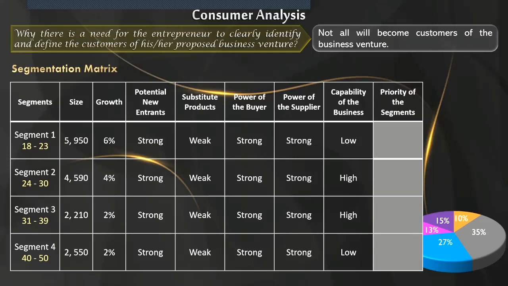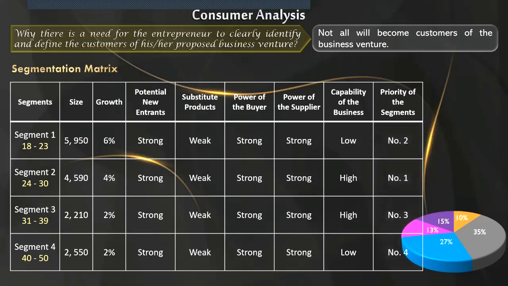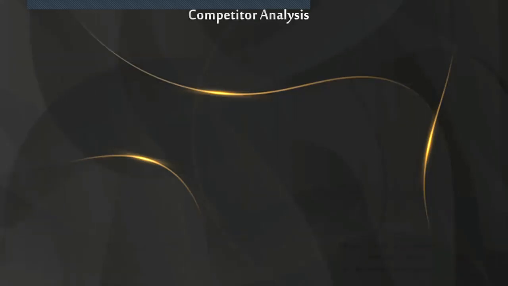For the last column, we have priority of the segment. Now, you will decide based on the previous columns what will be your priority or target customer. So I have here segment 2 as number 1, number 2 segment 1, and 3 number 3, and segment 4 number 4. The next part after consumer analysis is competitor analysis.